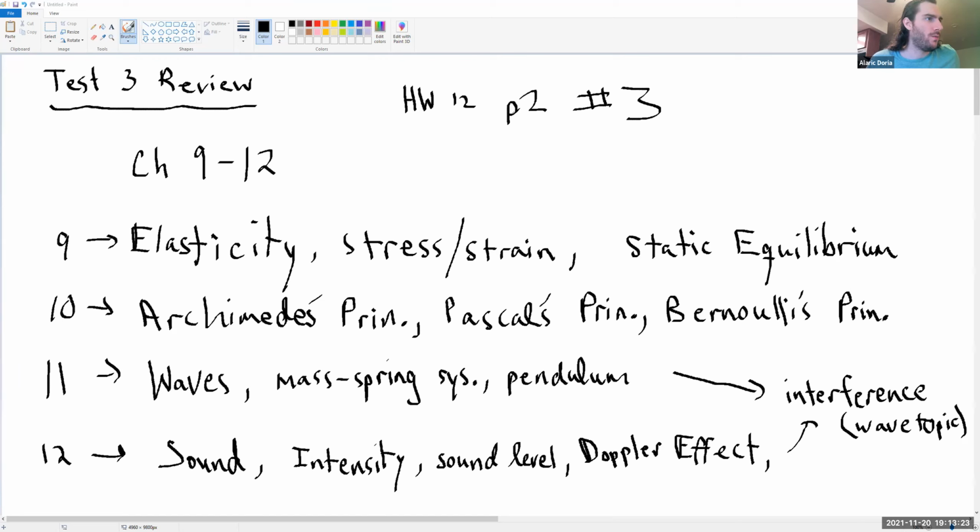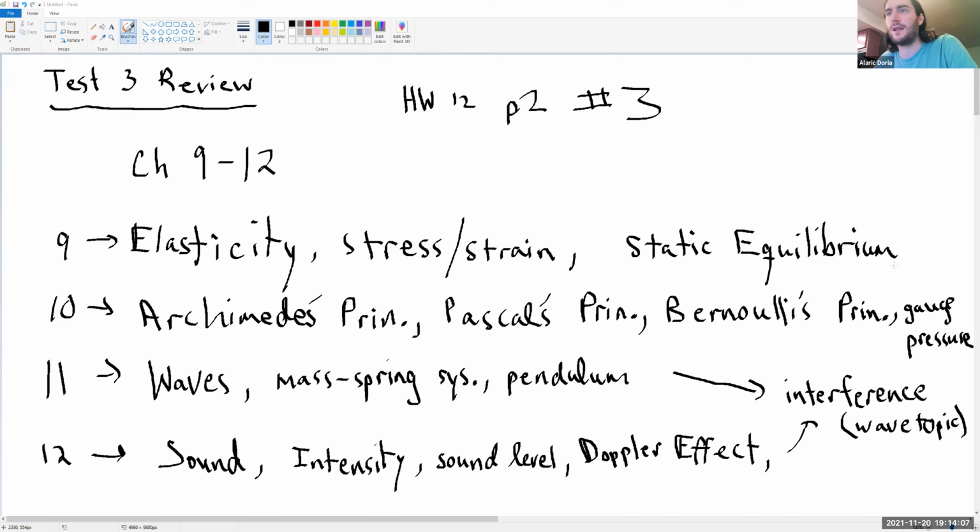Okay, and there was one more topic from chapter 10, and that was gauge pressure. So in particular, gauge pressure is kind of important because it's how we measure pressure often. So let's add in gauge pressure there as something we should know for the test. And finally, let me just double check chapter 9 here. I think chapter 9 is good there. Yeah, so that should be good. So static equilibrium, stress strain, elasticity, that's pretty good.